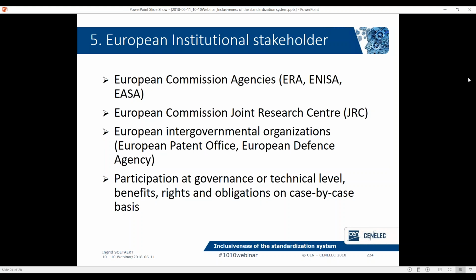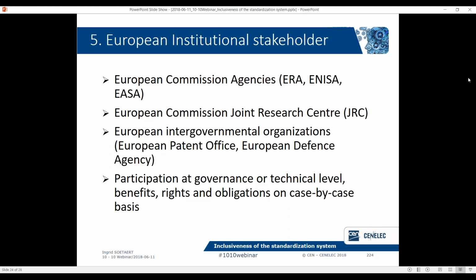The category of European institutional stakeholder is for European Commission's agencies, research services, or other European intergovernmental organizations. These include European Commission agencies such as ERA, ENISA, EASA, and so on, the European Commission Joint Research Centre, JRC, which participates in about 35 CEN and/or CENELEC technical committees, and European intergovernmental organizations such as the European Patent Office, the European Defence Agency, and so on.